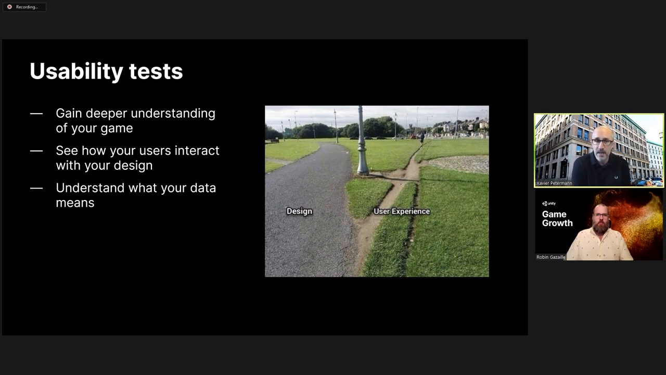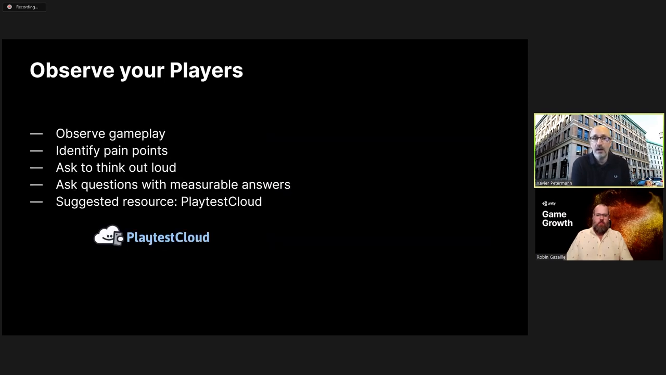And when you test, ask people to think out loud. Have your users ideally on video so you can observe the gameplay and identify the pain points. You ask your users to think out loud so you understand what they understand and what they don't understand. And ask questions with measurable answers. On a scale of 10, how likely are you to use that feature again? On a scale of 10, how do you think this works or doesn't work? It'll help you compare versions to versions. And as I mentioned, Playtest Cloud is something that should be investigated. Sometimes a bit on the expensive side, but really worth it if you can afford it.